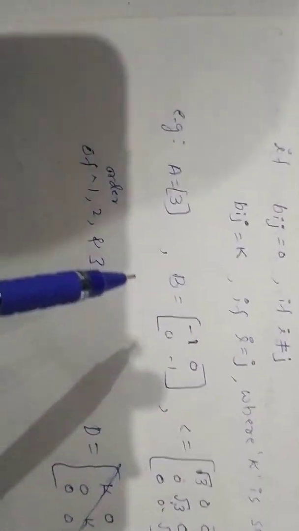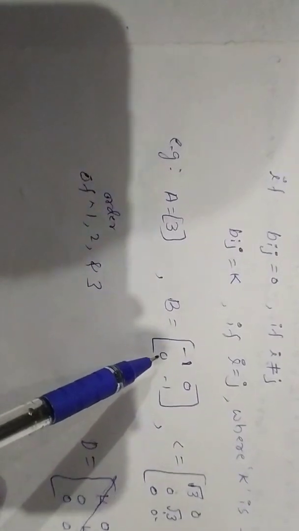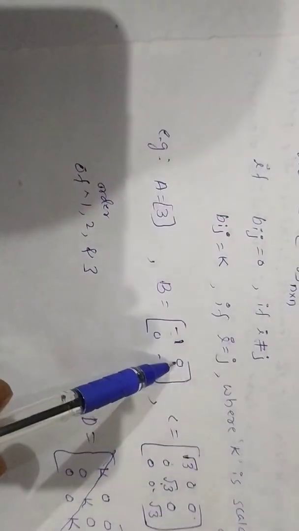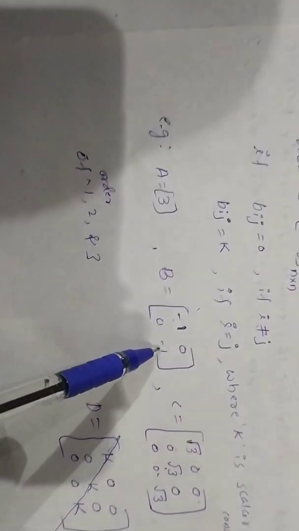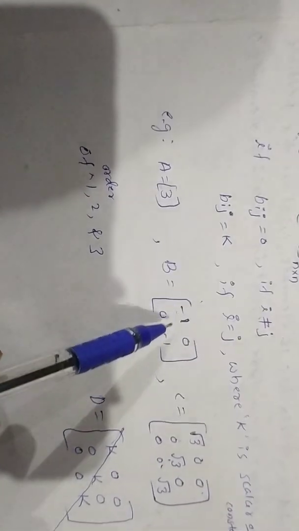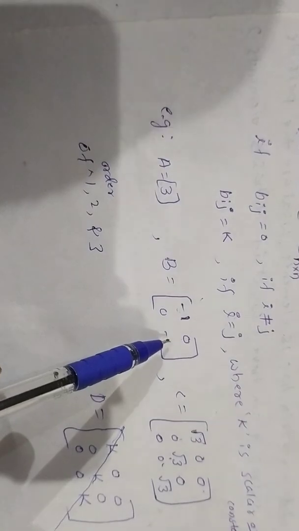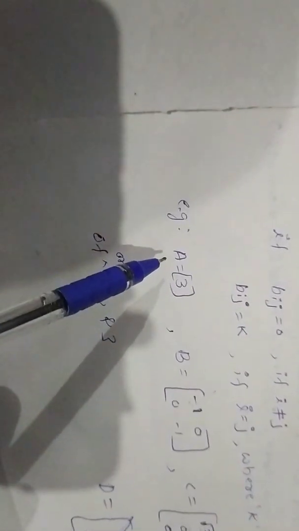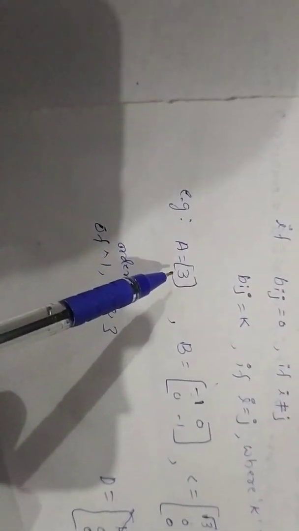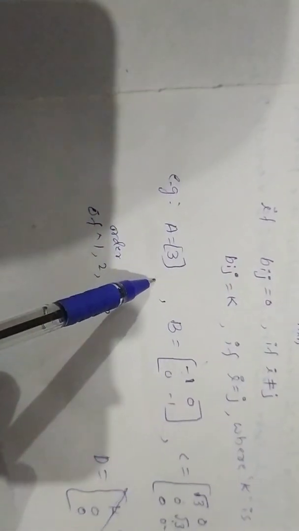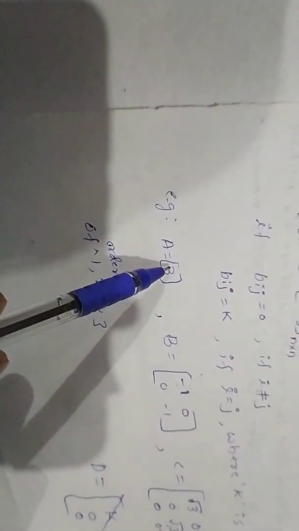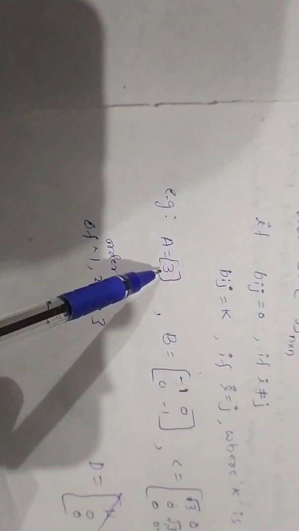Now consider another example. This is 3 cross 3. Now a 2 cross 2: let B equal minus 1, 0, 0, minus 1. Here the elements on the principal diagonal are the same: minus 1, minus 1. And one more example, matrix A. Here it has only one element. Draw the principal diagonal: the element on the principal diagonal is 3, and the rest of the elements are 0. That is a singleton matrix.